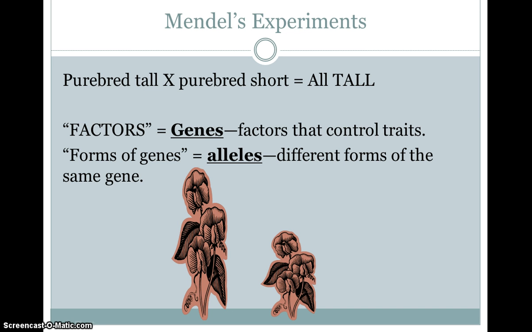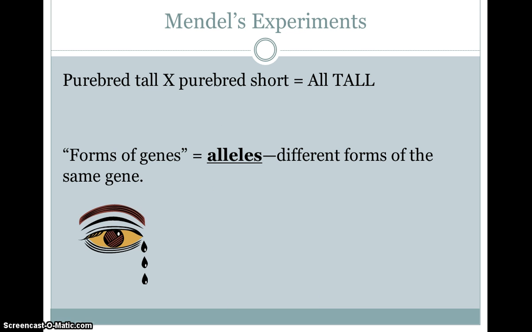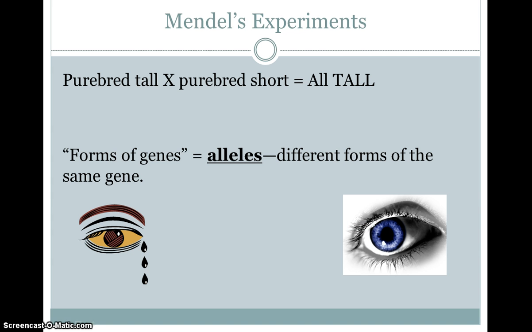So these vocabulary words also relate to humans, and let's take a look at the trait of eye color, the base eye color. So in humans, there is a brown form for the base eye color, or a brown allele, and a blue form, which is called a blue allele.